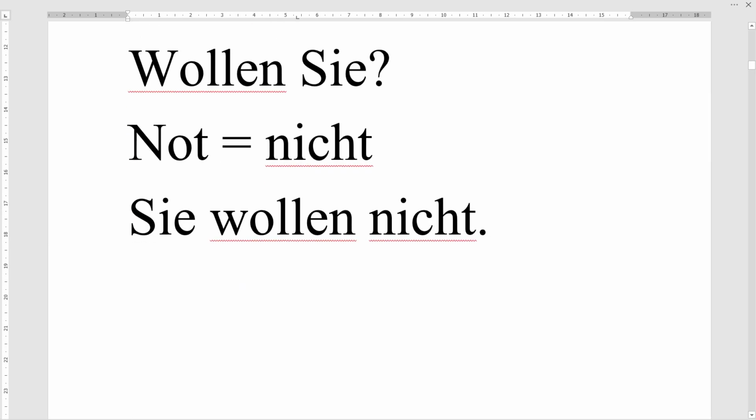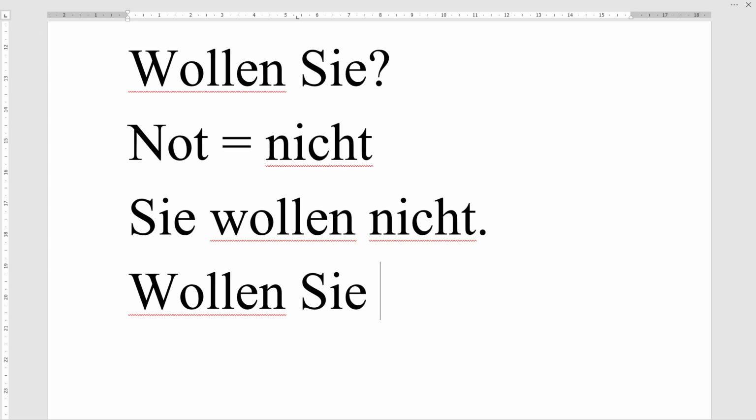To make this a negative question, all you need to do is reverse the subject and the verb. In this case we would say wollen Sie, which we had before, and here we add nicht: wollen Sie nicht, which means don't you want. Now remember, this is how we make sentences in German, and this is very important to follow.